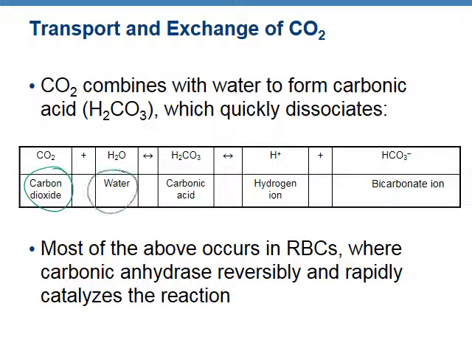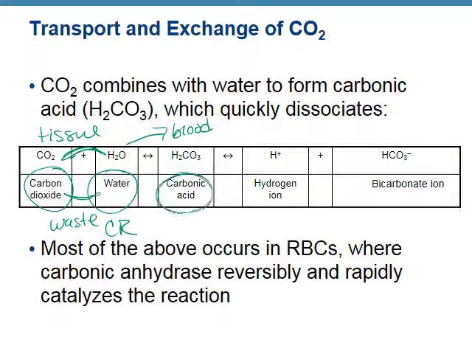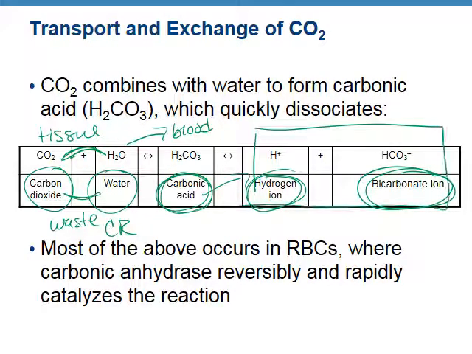So carbon dioxide and water, these are the wastes from cellular respiration, right? So the tissue is giving off these two items and it's traveling in your blood. When water and carbon dioxide come together, they can form carbonic acid. And then carbonic acid can be broken down into hydrogen and bicarbonate ions. These are the items that are floating in your blood.